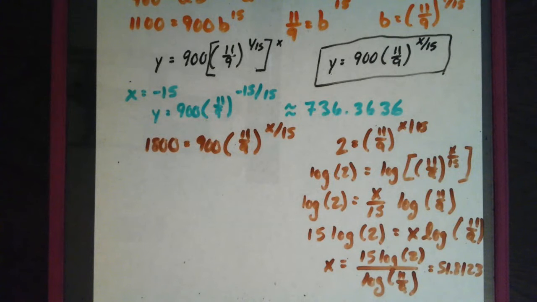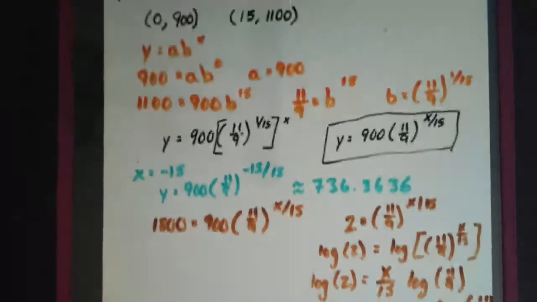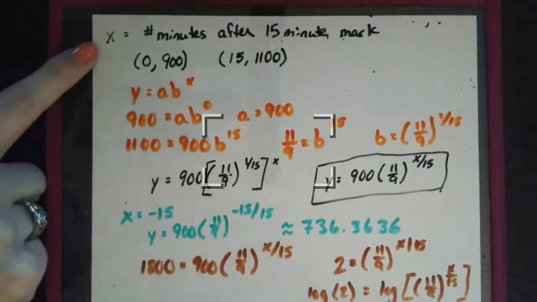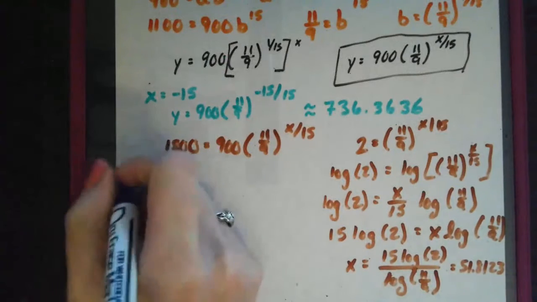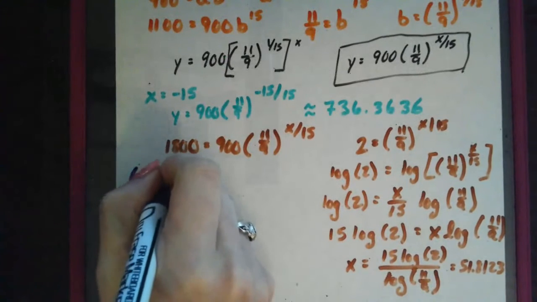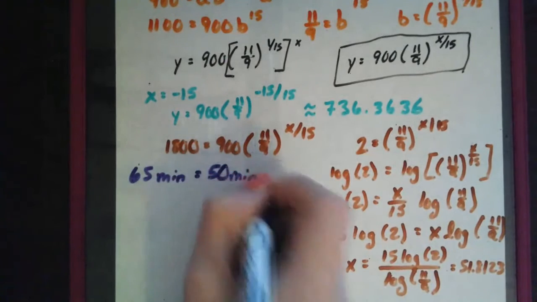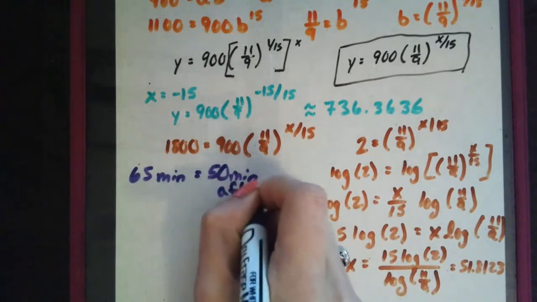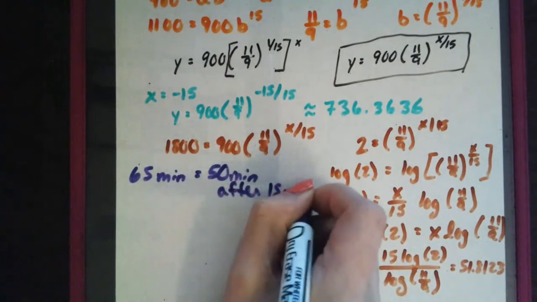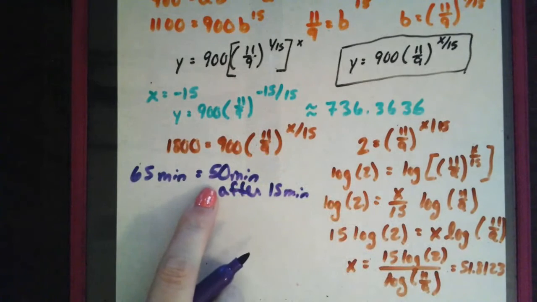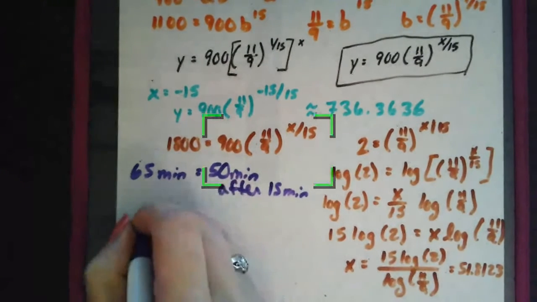Next up, we want to find the population after 65 minutes. So you want to just plug in x equals 65, but we can't, because remember, x is the number of minutes after the 15-minute mark. So what we really want is 65 minutes, which is 50 minutes after the 15-minute mark. So that means I need to plug in x equals 50.